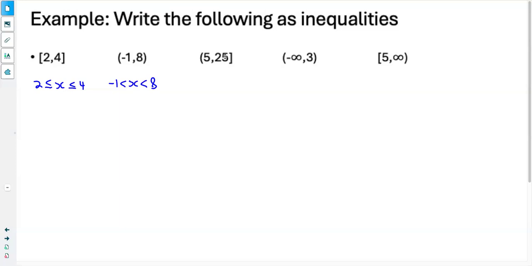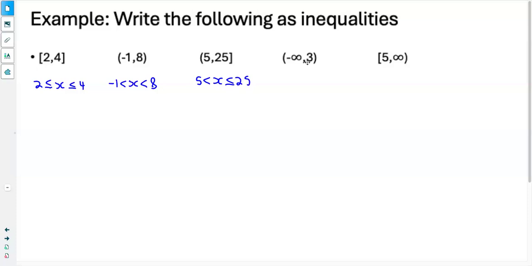Now, in this case, we have a round and a square. So therefore, we know 5 is not part of our solution, so it will just have is less than, while our 25 has less than or equal to.